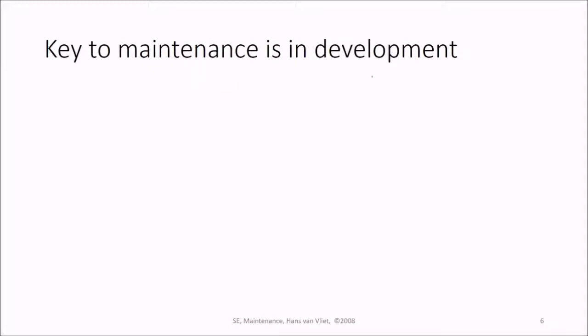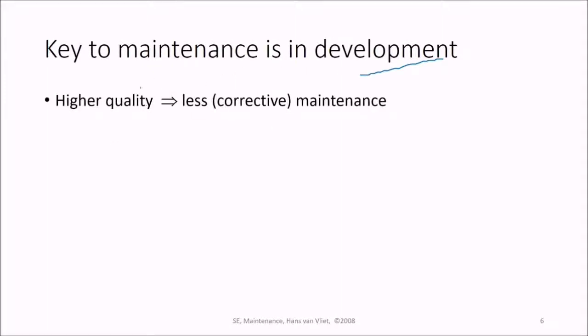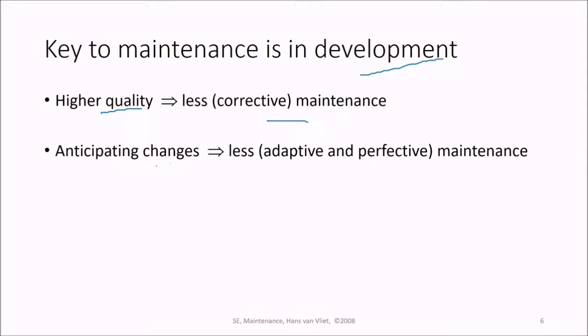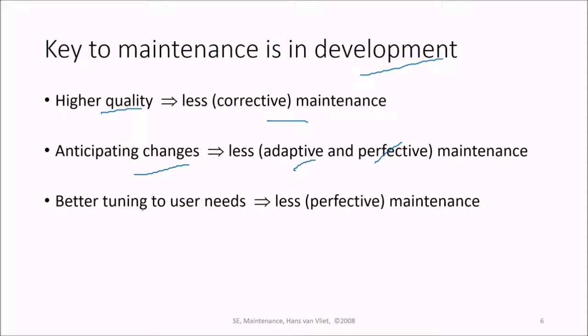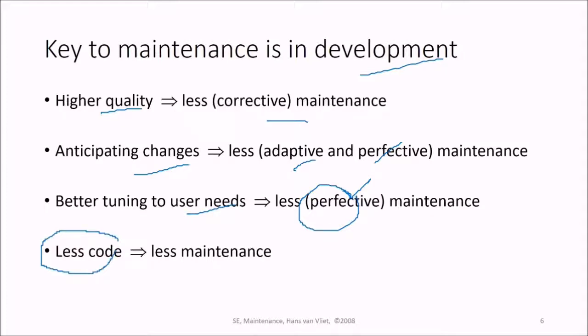So the key to maintenance is in development. If you have a higher quality product, then you'll have less corrective maintenance. If you can anticipate the changes which are going to be there, then you will have less adaptive and perfective maintenance. You'll also have less perfective maintenance if you have better tuning to the user needs. And of course, with non-complex, simple code, less code, maintenance will be less.